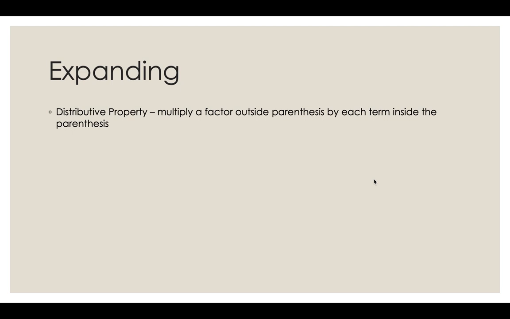So now we're going to talk about expanding expressions. So to expand expressions, we're going to need to review the distributive property. So the distributive property tells us that you can multiply a factor outside of parentheses by each term inside the parentheses. So here we have 3(x + 2). In order to distribute the 3, we have to multiply it by the x and by the 2. So now for our next step, we have 3x + 3 times 2. And then we can simplify that to get 3x + 6.